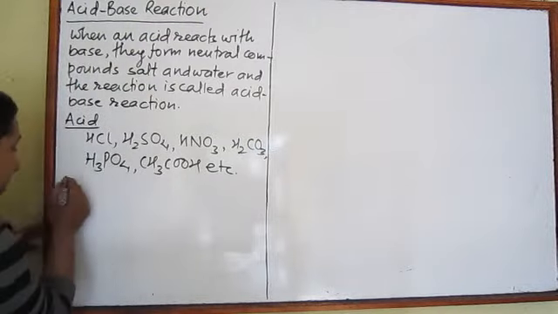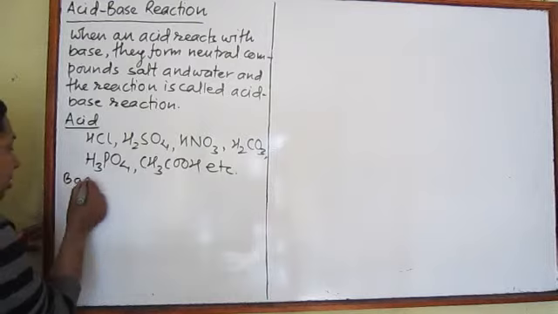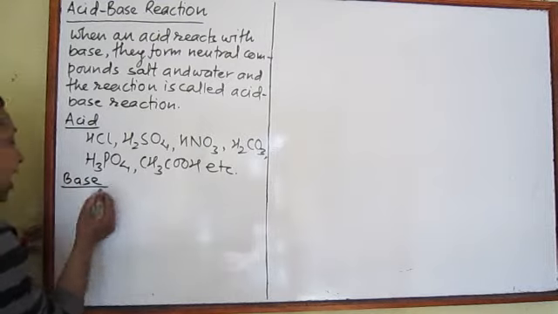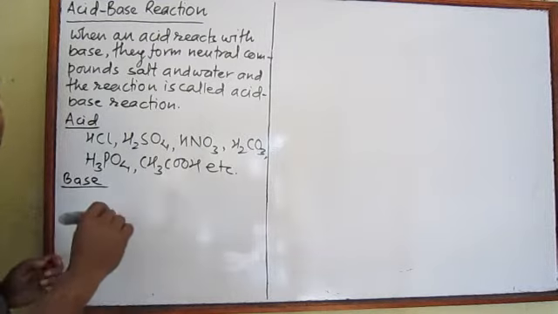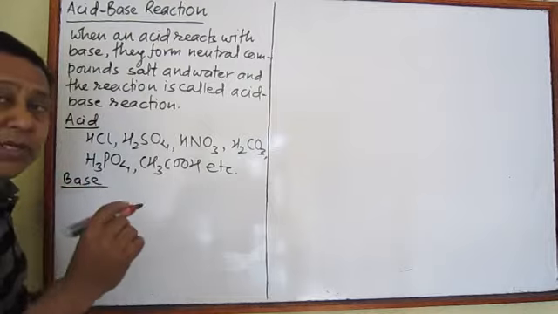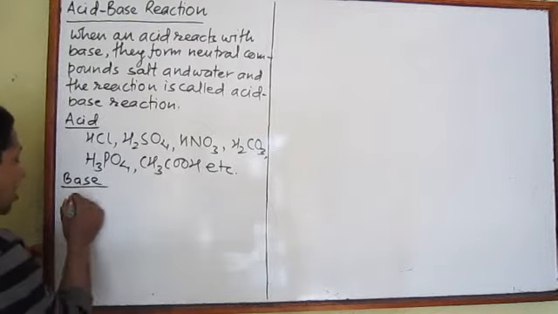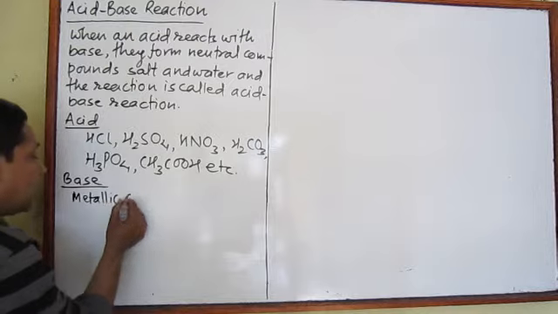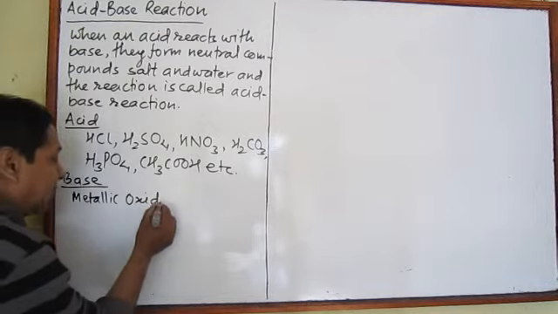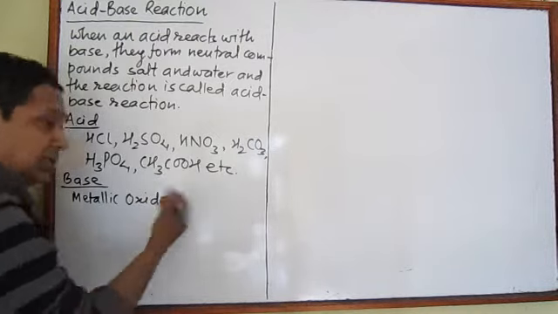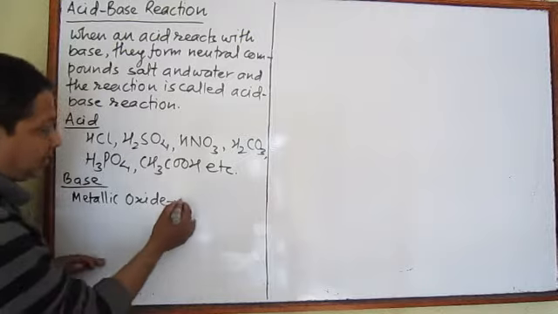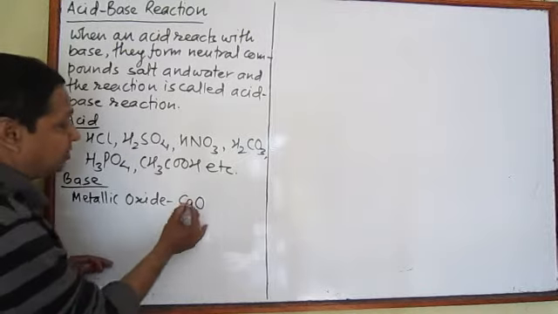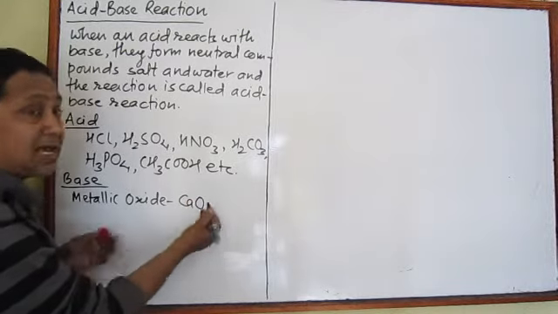Now let's talk about base also. Metallic oxide, metallic hydroxide and ammonium hydroxide are bases. This may be the definition of base. Metallic oxide. Just for example, if metal is combined with oxygen, that is called metallic oxide. Just for example, calcium oxide. This metal, this is oxygen. Metallic oxide. That's why this is base.